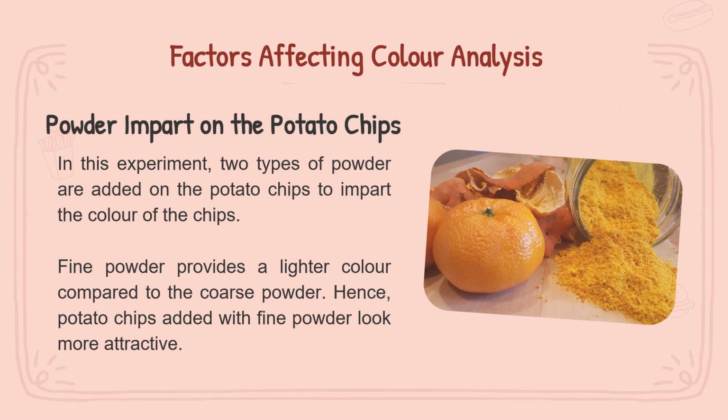The factor that affects the color of the potato chip is the orange peel powder imparted on the chip. In this experiment, two types of powder are added on the potato chip to impart the color. Fine and coarse powder show slightly different results because of different particle sizes that reflect light differently. Fine powder provides a lighter color compared to the coarse powder. Therefore, potato chip added with fine powder reflects more light and provides a more attractive look.